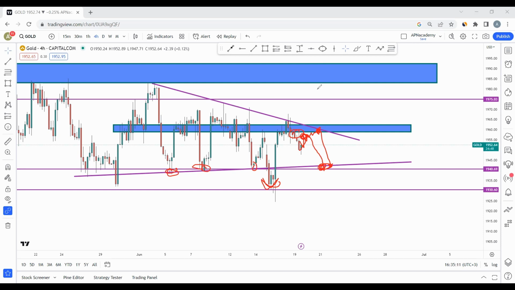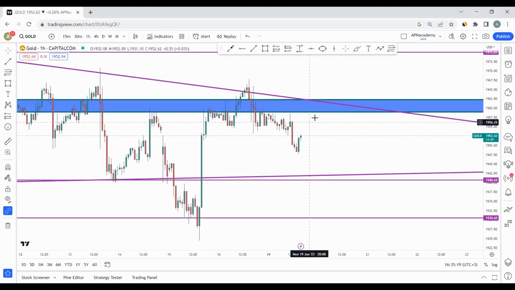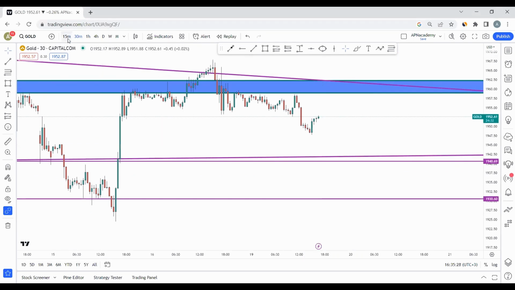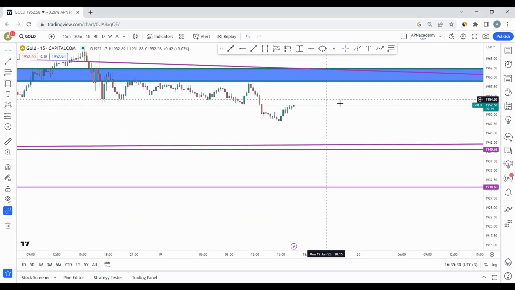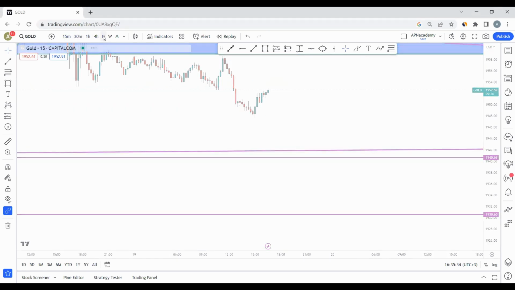But this is H4. You can further go to H1 and look at how price is behaving while approaching this area here. Also, you can refine further using minute 30 and minute 15. I've mentioned that. You can see the momentum here is not so bullish. If you want, you can refine further in minute 15 so that you can get a better risk to reward ratio. But this is what we do have on gold, right?